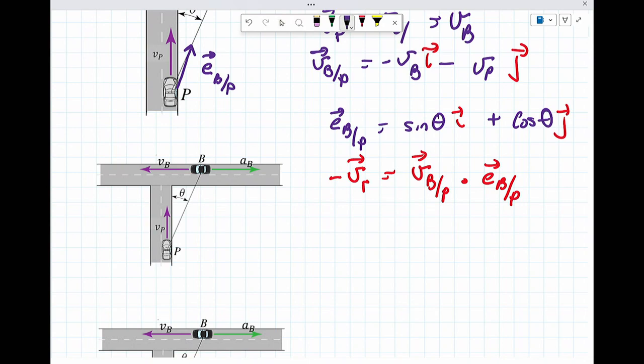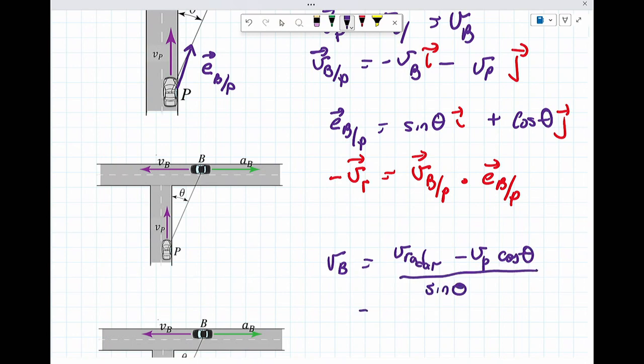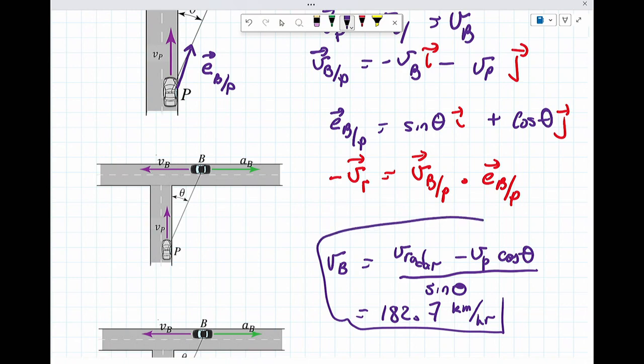And if that's the case, you can solve through and say velocity of B is velocity of the radar minus velocity of the police car cos theta over sine of theta, which is equal to 182.7 kilometers an hour. Don't drive that fast.